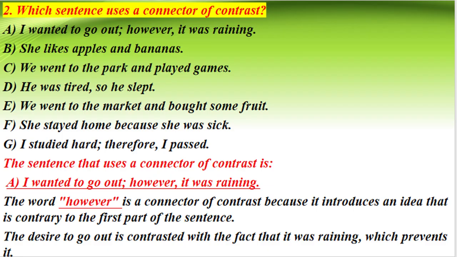The sentence that uses a connector of contrast is A. I wanted to go out. However, it was raining. The word however is a connector of contrast because it introduces an idea that is contrary to the first part of the sentence. The desire to go out is contrasted with the fact that it was raining, which prevents it. Why are the other options incorrect?